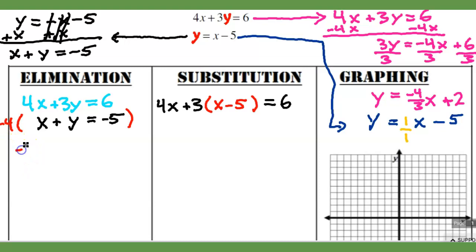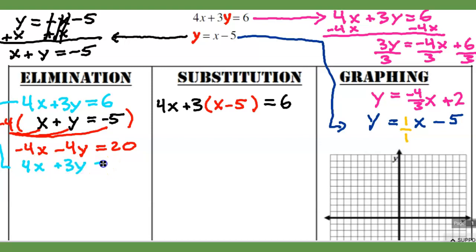We'll end up with -4x, once we multiply those, -4y. Then don't forget the right-hand side, +20. And I'm just going to rewrite this equation below it so I can add them together. All right, there we go.